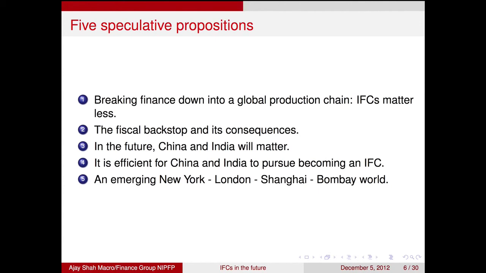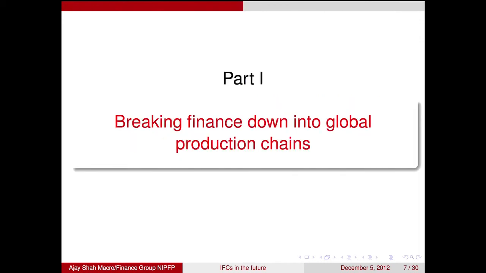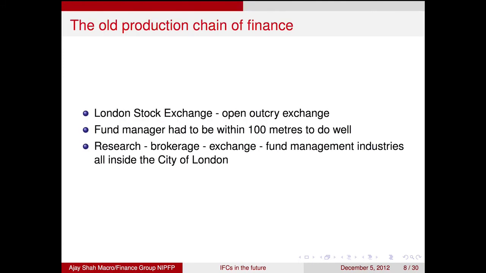My third proposition is that in the future, China and India will matter in this field. My fourth proposition is that it is wise and efficient for China and India to pursue building international financial centers. And my fifth proposition is some crystal ball gazing into the next 25 years, into the kind of world that can arise between New York, London, Shanghai, and Bombay. I want to emphasize that I'm looking into 25 years. So this is extremely hazardous. I'm not making forecasts about the near future. And at the same time, I'm being very, very risky in what I say because who knows what can happen on a horizon of 25 years. Okay, so let's get started. The first idea is about a new world of breaking finance down into global production chains.